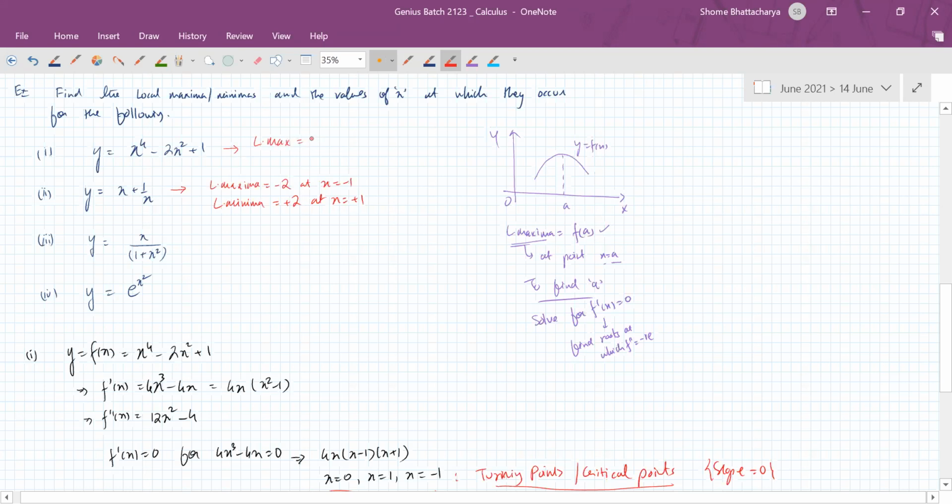So this has a local maxima of 1, which was occurring at x equal to 0, and a local minima of 0, but that was occurring at 2 points, x equal to 1 and x equal to -1, repeated. So I'll discuss the solutions of these also soon. Just I'm waiting for all of you to try out these questions.